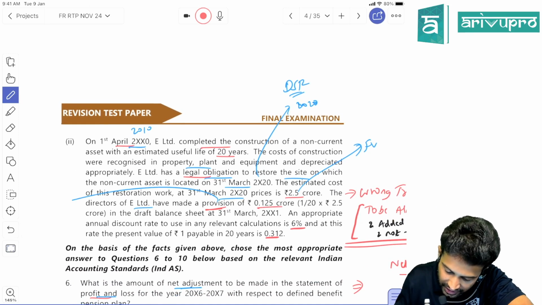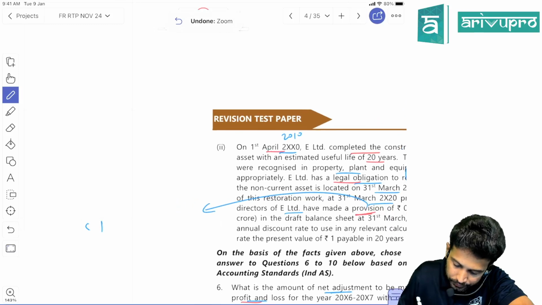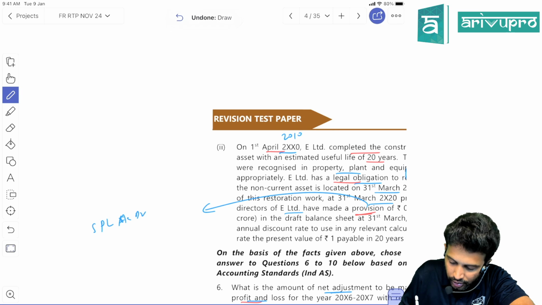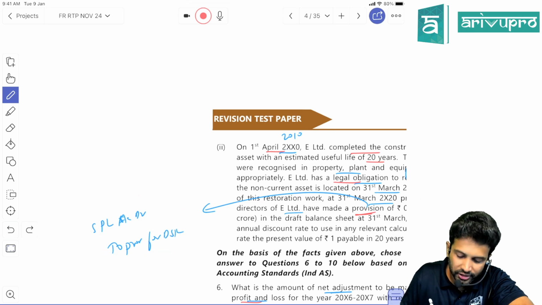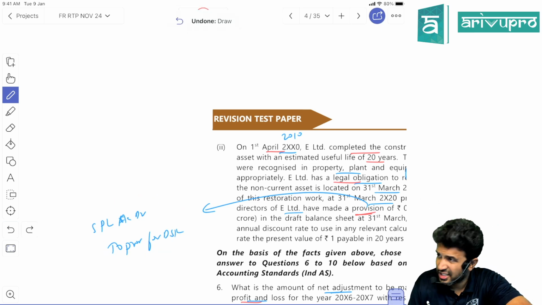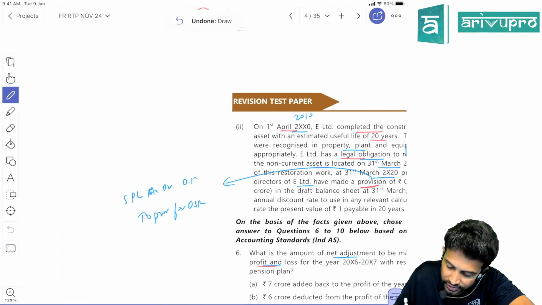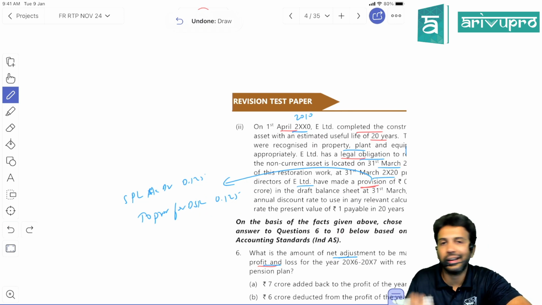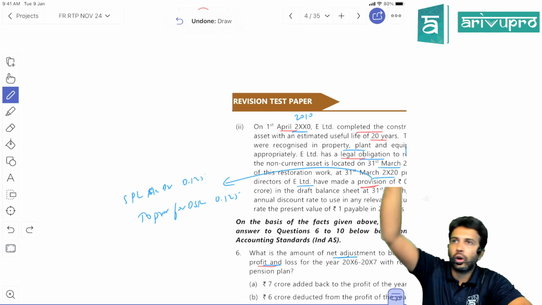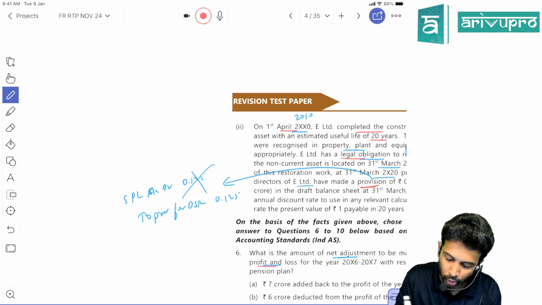When they say they've made a provision, they pass the journal entry: SPL account debit, provision credit. This is what they have done, for 0.125 crore. Is this acceptable? No, sir. Provision for DSR should not be made at that amount. It's not the total amount of provision divided by the total number of years. You have to find out the present value. So this amount is also wrong.